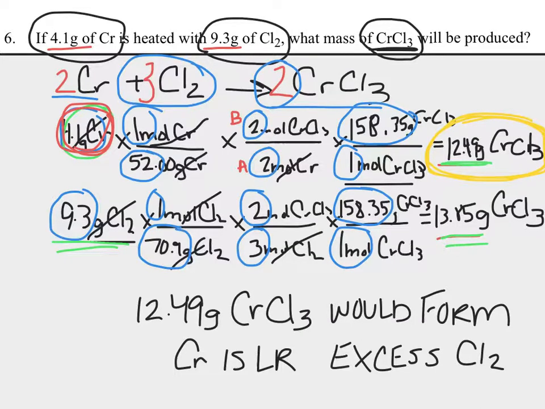All right? But in the end, we did an entire problem and we figured out that chromium runs out first. It's our limiting reactant, and therefore the only amount of product that would form would be 12.49 grams of chromium chloride. Okay? Hope this step-by-step helped you out and gave you a little clearer picture of how we figure out limiting reactants, what limiting reactants really are, and why a limiting reactant helps predict the product.